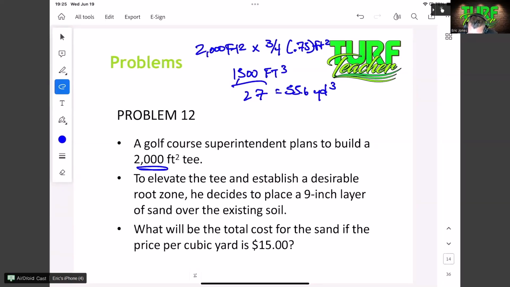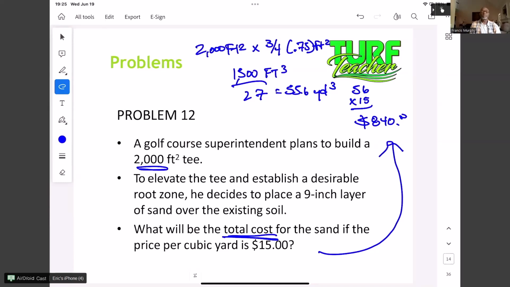And then we're just going to multiply that. We'll go ahead and make that 56 times the 15. So we're getting $840 for the total cost, just in sand.